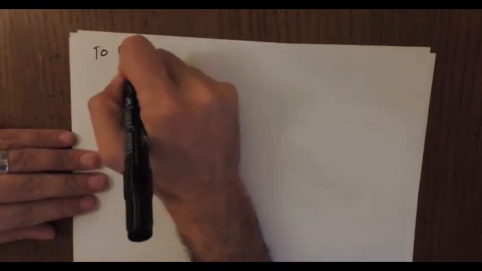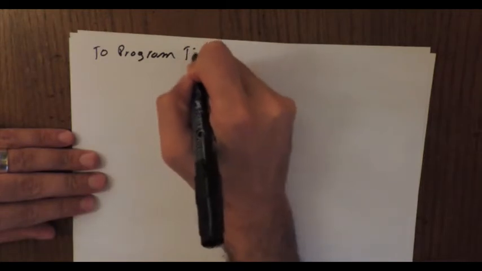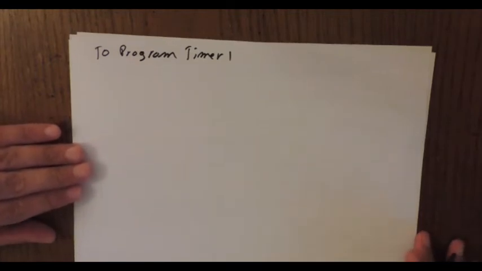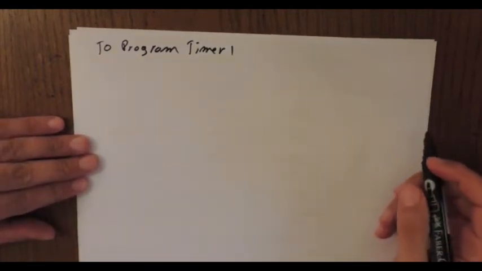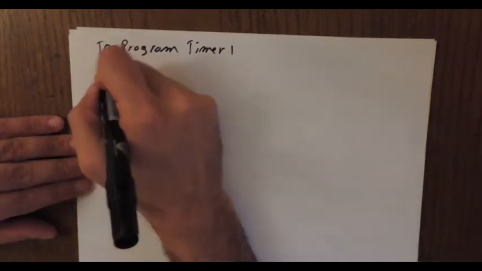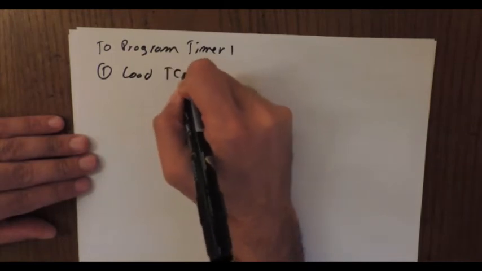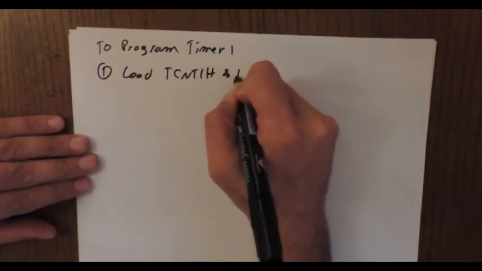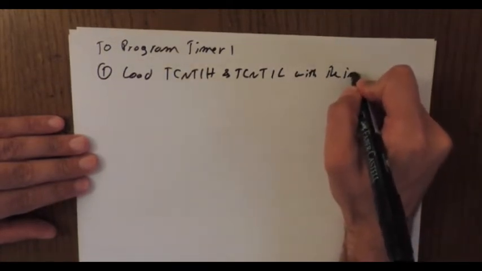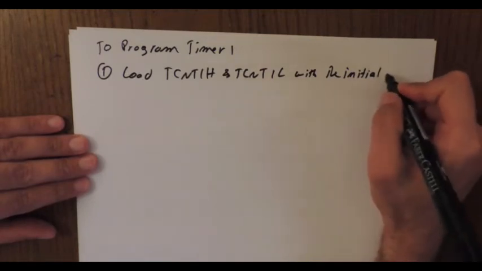Now I'm going to summarize the steps needed to configure timer 1 to render it operational. So first, to program timer 1, and remember this is just for timer 1. Usually we have multiple timers inside the microcontroller, and in the ATmega328 we have 3 timers: 0, 1, 2. We're only considering timer 1. So the first step: we load timer counter 1 high and timer counter 1 low with the initial values. I'm going to discuss this next.